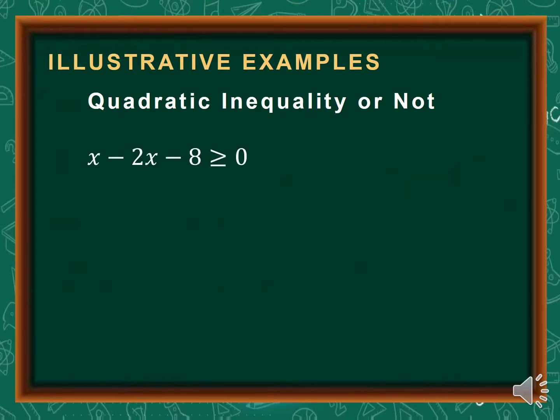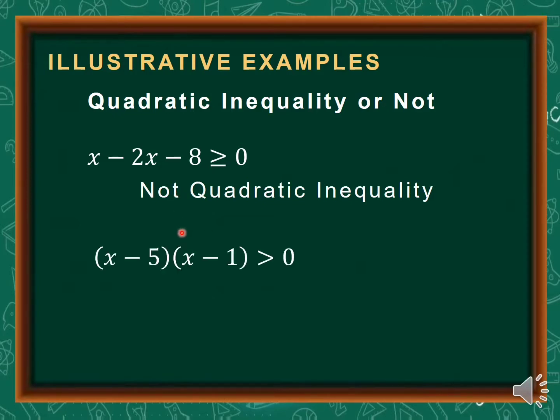So let us try another one. The given is x minus 2x minus 8 is greater than or equal to 0. Is this an example of quadratic inequality or not? Okay, so let us consider the two conditions. First, it should be in the degree of 2, and second, it has an inequality symbol. So if you notice, it has an inequality symbol, but is it in the degree of 2? Okay, so this is not. So this is in the degree of 1 only. So this is not an example of quadratic inequality.